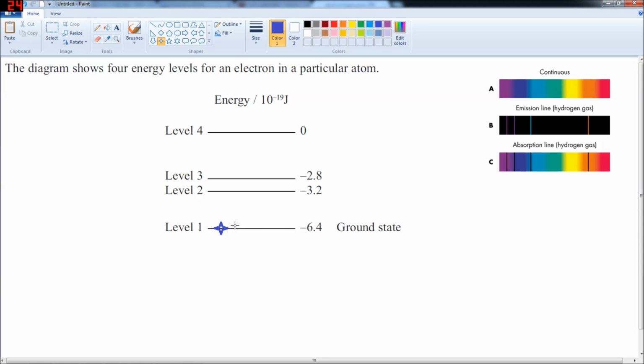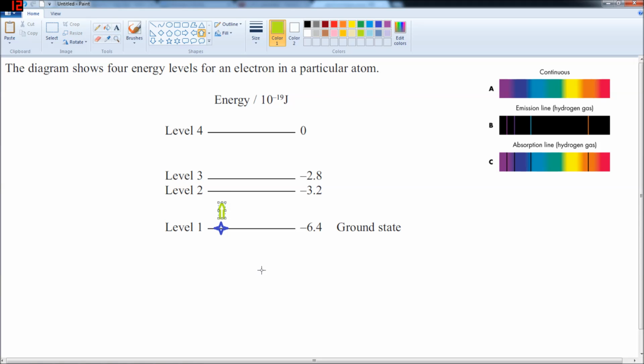It basically says that this is the amount of energy you would require to remove the electron from level 1. This is actually the ionization energy. For those of you that do chemistry, if you supplied 6.4 times 10 to the minus 19 joules, then the electron would move up to level 0, where it would be infinitely far away from the atom and therefore would be ionized. But if you supply just a small amount of energy in the form of a photon, then you can raise the electron to the next energy level.